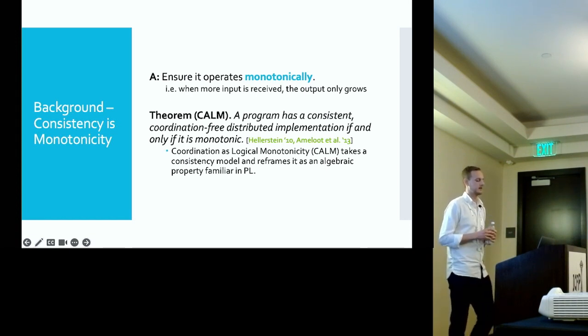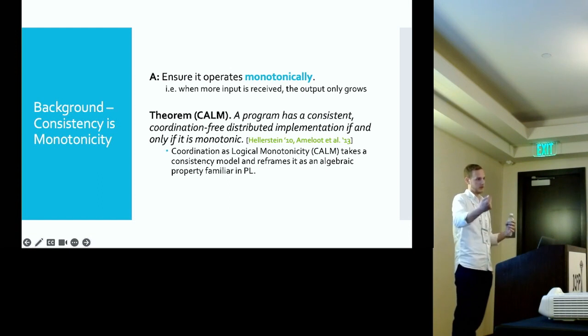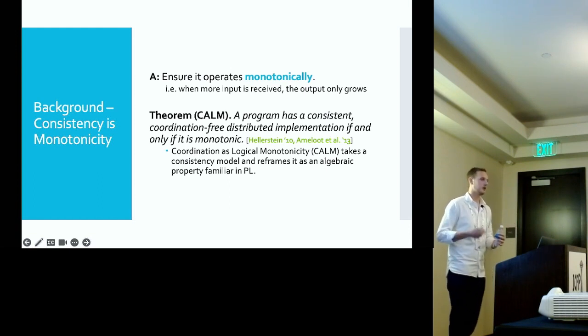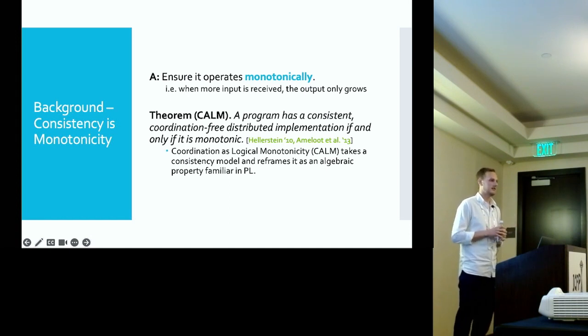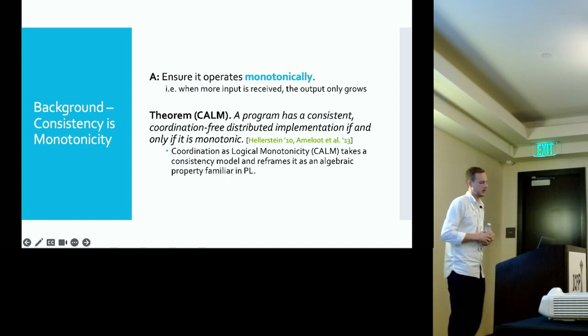Here, monotonic means that the program, as it gets more input, is only ever going to increase the output. It's never going to change its mind. If it gets some of its input, and then it says, oh, 3 is in my output set, it's never going to change its mind and say, oh no, actually 3 wasn't in my output. It's always going to be consistent with that initial statement.